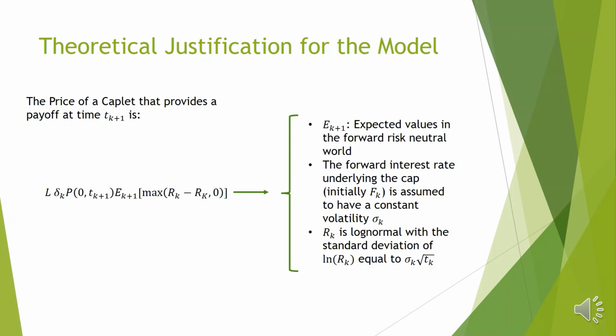The result presented in the past slide shows that the price of a caplet that provides a payoff at time T_{k+1} is as the following equation shows us, having in consideration that E_{k+1} is the expected value in the forward risk neutral world. The forward interest rate underlying the cap is assumed to have a constant volatility. And finally, R_k is lognormal with a standard deviation of sigma times the square root of T_k.